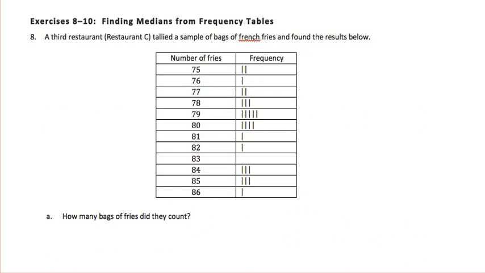In our last group of questions, we're using a frequency table to get our data from. So this third restaurant, Restaurant C, tallied a sample of bags of French fries and found the results below. The number of bags that they counted was 26. You count all of the tally marks in your frequency table. So there were 26 bags.